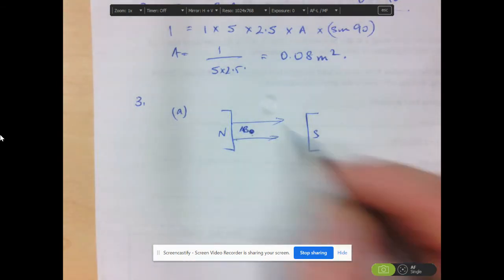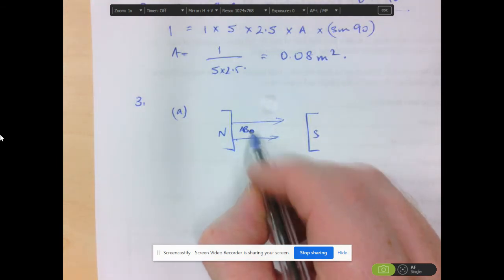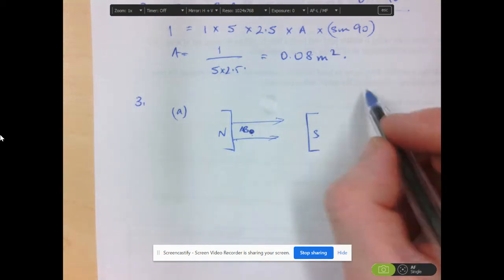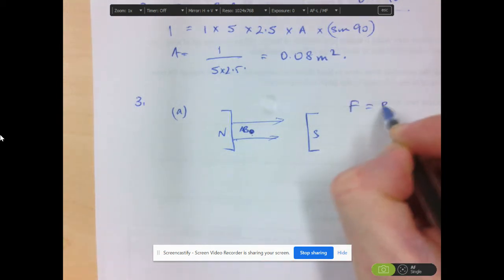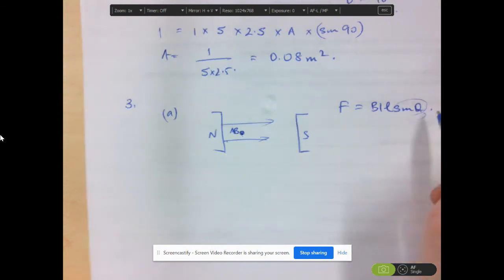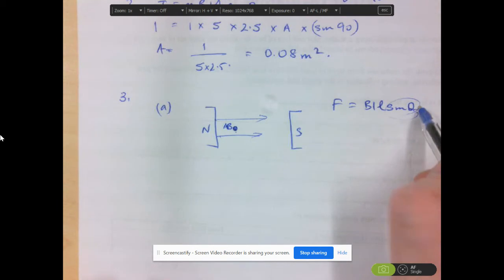Okay, so here's our trees in our forest. They're coming directly out of the ground, and it's north to south. So the force equals BIL sine theta. In this case, it's 90 degrees. Now, that theta has nothing to do with the theta of the coil. It's a different formula, different theta, totally different things.